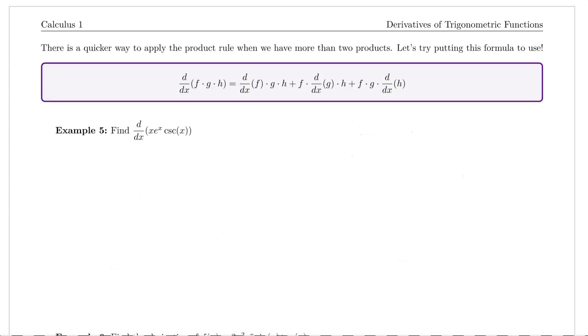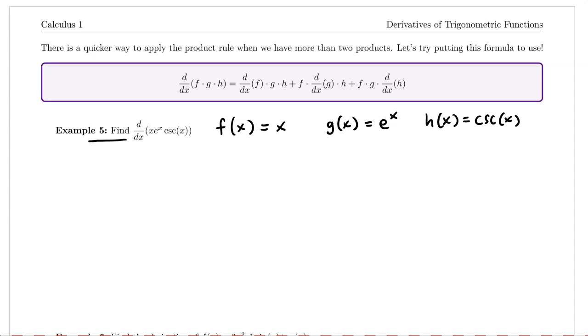It turns out that there is a quicker way to apply the product rule when we have more than two products. Let's try putting this formula to use. So if you see here, we have the derivative of some function f times g times h, and then we can have three sums where we take the derivative of f and then multiply by the regular g and h function, and so on and so forth. So let's see if we can apply that to example 5, where we're taking the derivative of that same function again. In this case, our f function would be x, our g function would be e to the power of x, and then h of x would equal cosecant of x.